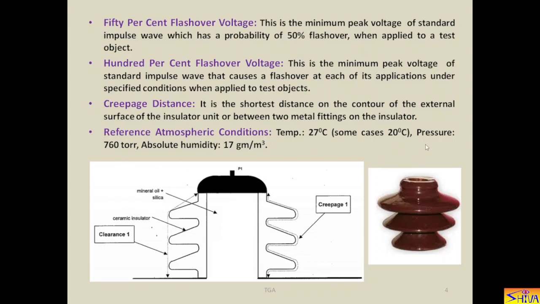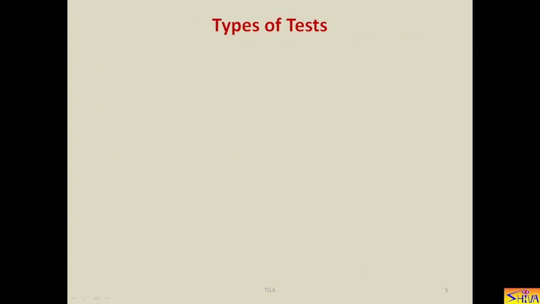are there always when we are performing the test. So we have to treat when we are performing the test under some other conditions other than standard conditions. Then we have to use air density correction factor delta to find out the actual value of any voltage. It can be impulse voltage 50%, 100% withstand flashover, as well as power frequency voltage.